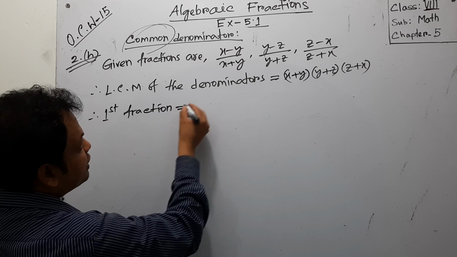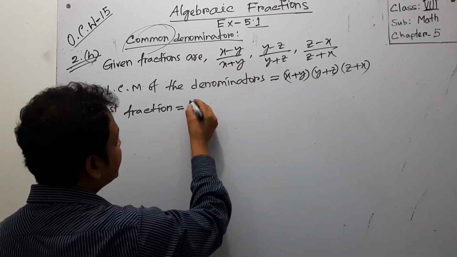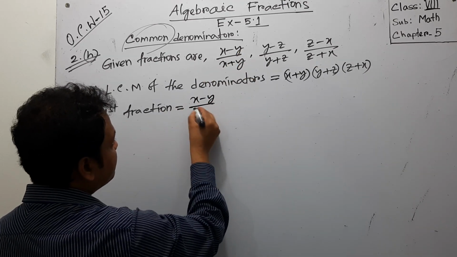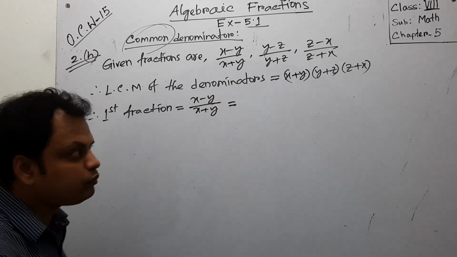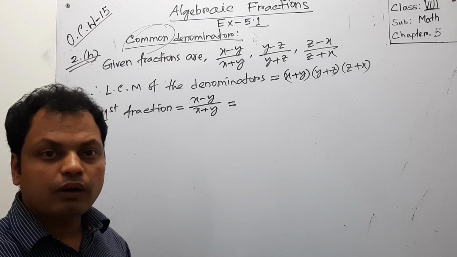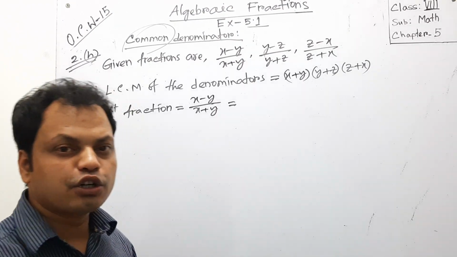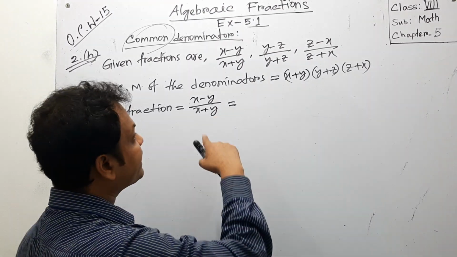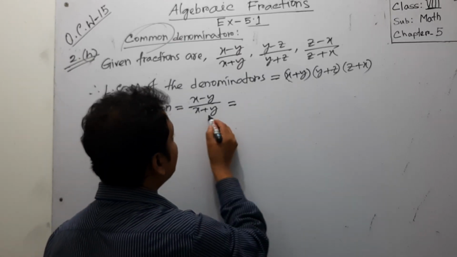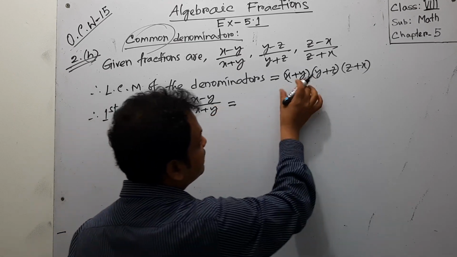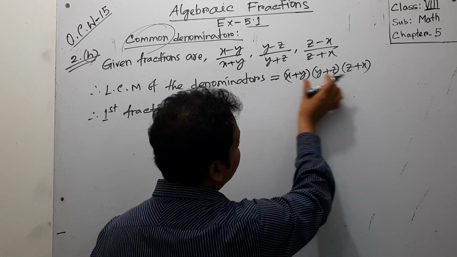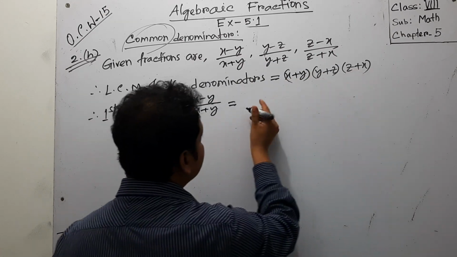First fraction equals to, what is the first fraction? X minus y divided by x plus y. So common denominator, that means all fractions' denominator will be the same. So how can we make it the same? Divide the LCM by the first fraction's denominator, then what will be? X plus y, divide here, then x plus y will be eliminated, then what will remain? Y plus z, z plus x.